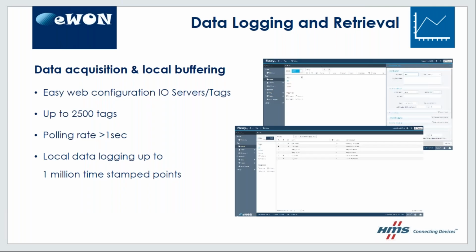For data logging and retrieval, once you establish your communication with your PLC through the I/O servers, you can create up to 2,500 tags. The polling rate is a minimum of 1 second. So if you're looking for something a little bit faster than that, make sure that you're aware that 1 second is the minimal polling rate. Your local data can be logged up to 1 million timestamp points. It's a FIFO pattern here, so first in, first out. The millionth and 1 point will erase the first point.